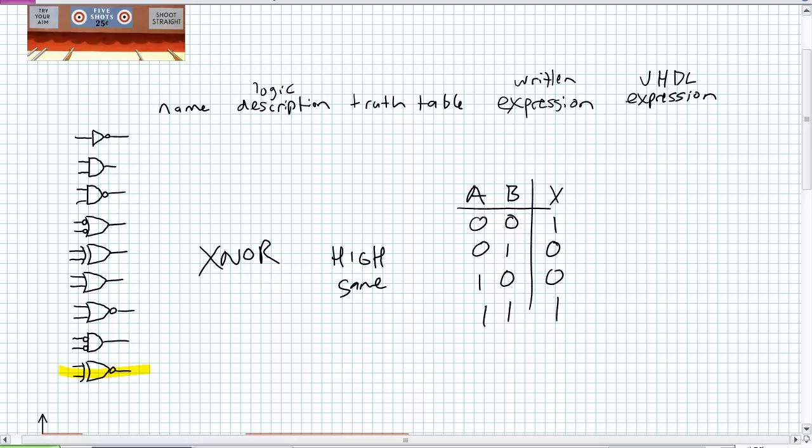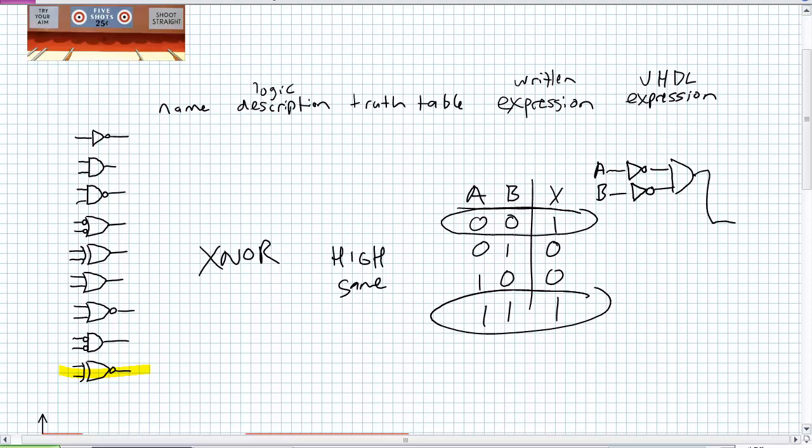What is the SOP expression for this? There are the ones. What I'm going to do for that first one is invert A, invert B, and feed them into an AND gate.